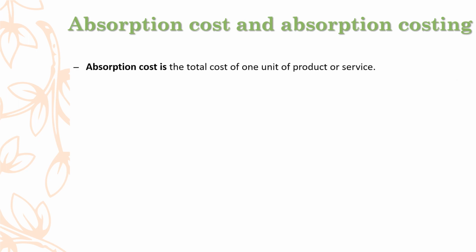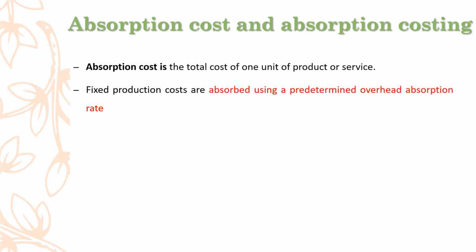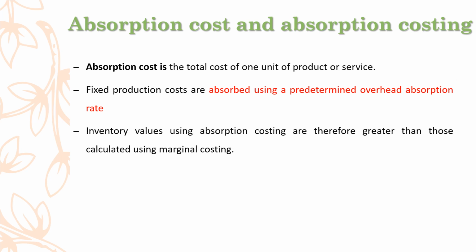Let's look at the absorption cost and absorption costing. Absorption cost is the total cost of one unit of product or service. Total cost means variable cost plus the fixed cost. In absorption costing, fixed production costs are absorbed into the product units using the predetermined overhead absorption rate. That is based on the normal level of production for the period. Inventory values using absorption costing are therefore greater than those calculated using marginal costing.